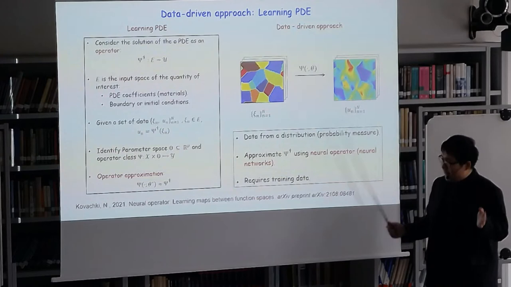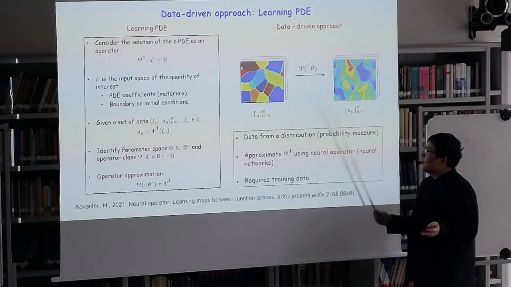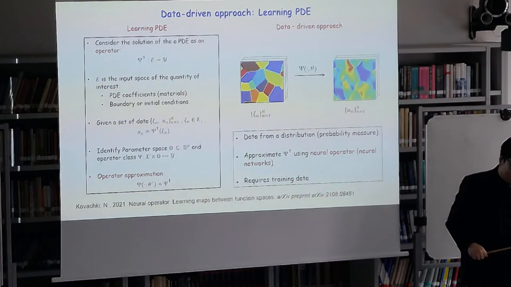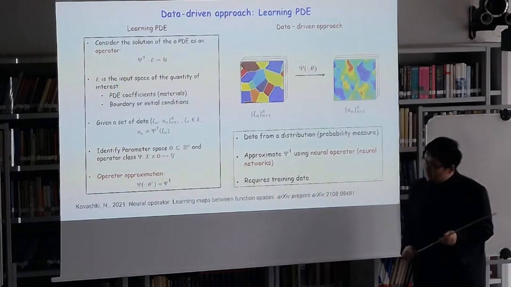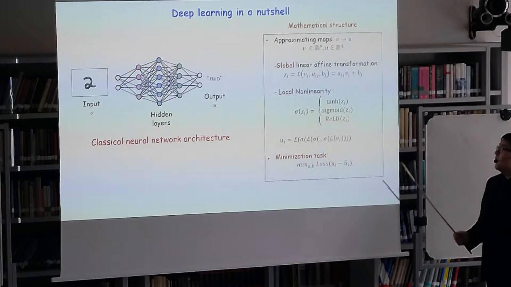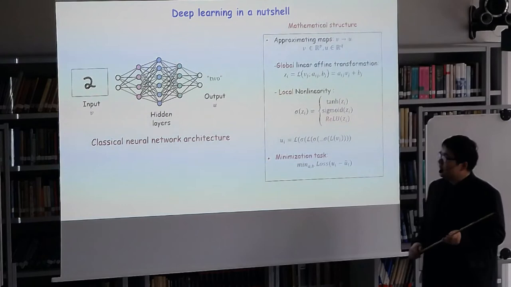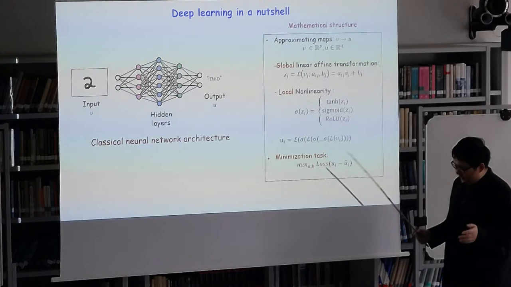In fact, that's if your input Cn is drawn from the same probability measure that you used to generate the training data set. All right. But before I go into giving you some detailed examples of what we have done in this field, I'd like to give you a brief introduction on what deep learning and deep neural networks are in general.